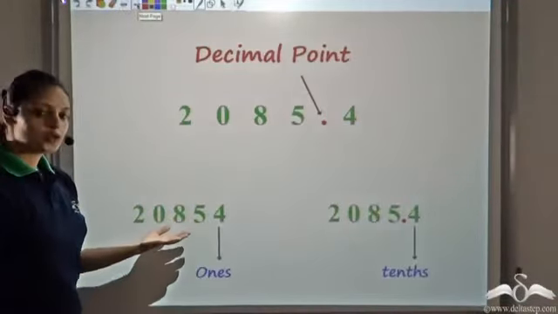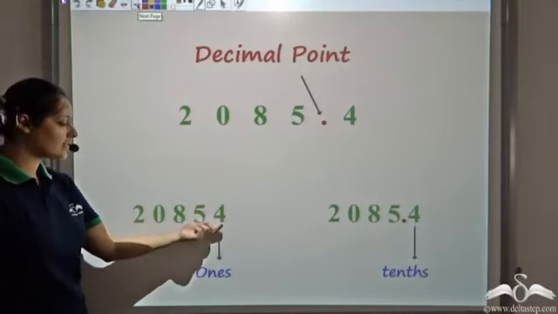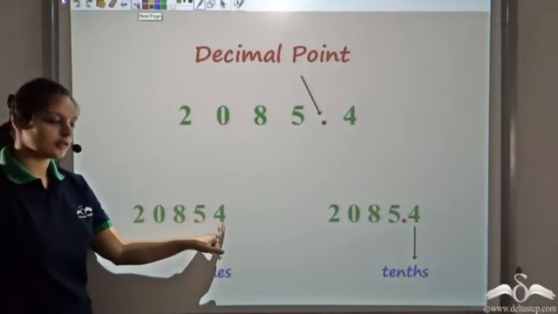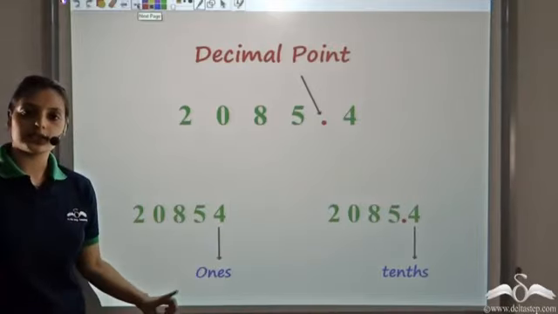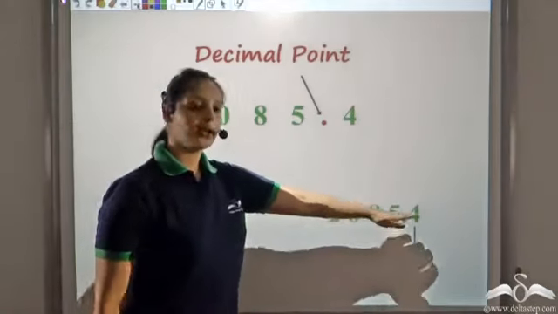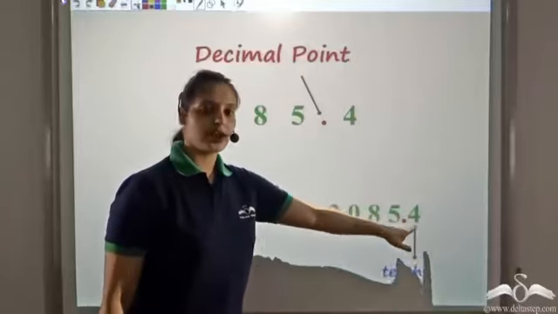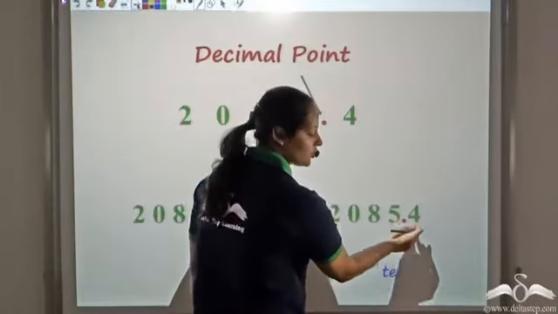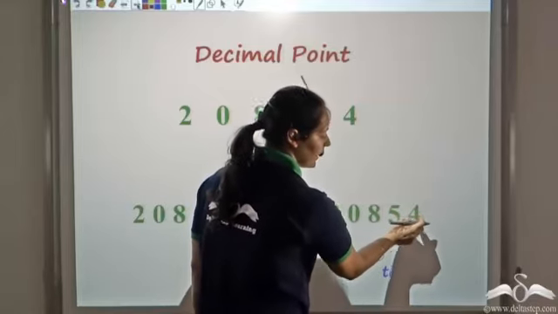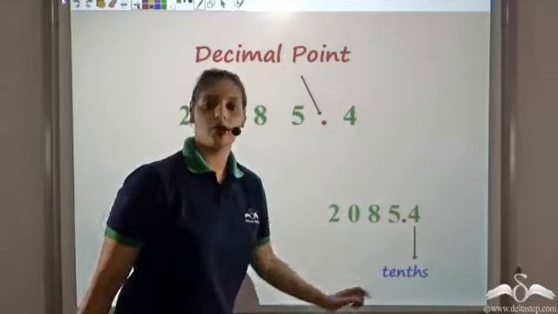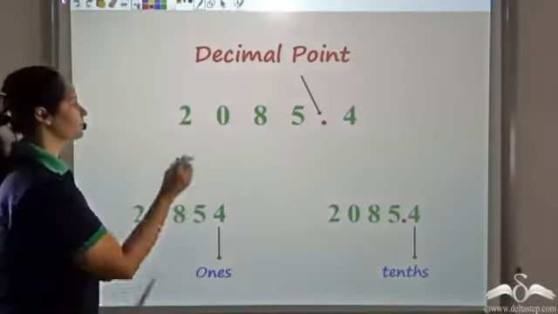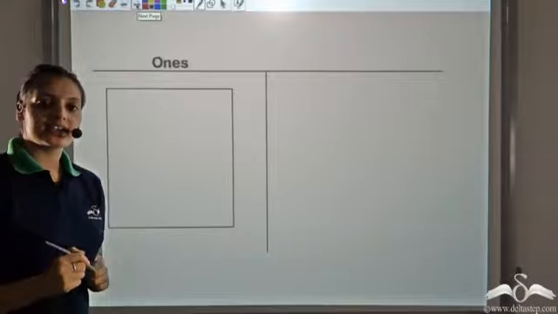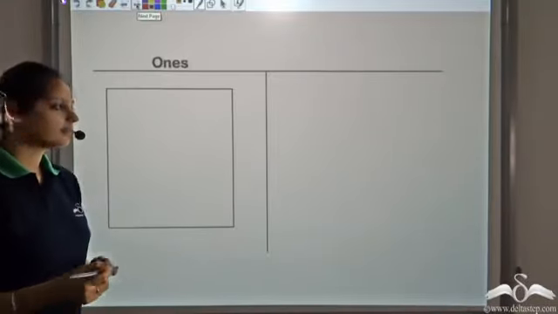So let's look at these two numbers now. We have this number without a decimal point. So the last digit, the rightmost digit, becomes ones. And we have a number here which has a decimal point. Now, the digit immediately right of the decimal point is what we call tenths. Now, let us try to understand what exactly this tenths indicate.